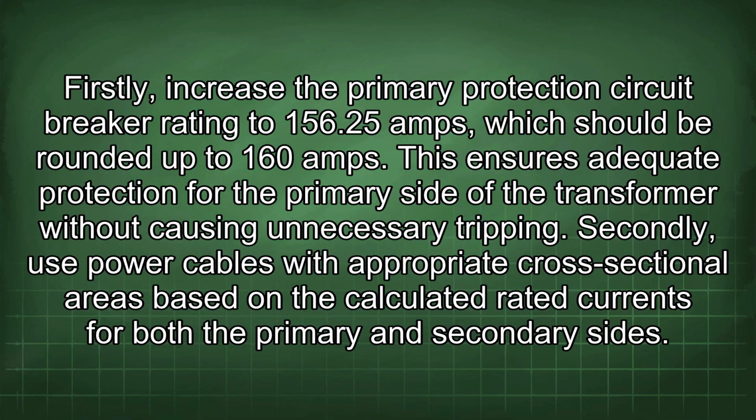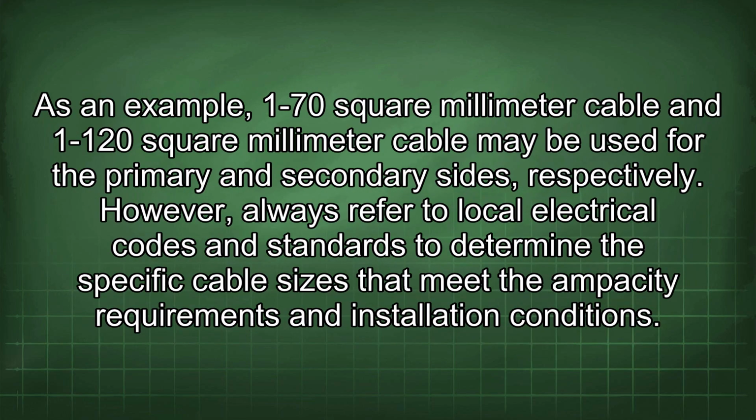Secondly, use power cables with appropriate cross-sectional areas based on the calculated rated currents for both the primary and secondary sides. As an example, 1-70 square millimeter cable and 1-120 square millimeter cable may be used for the primary and secondary sides respectively. However, always refer to local electrical codes and standards to determine the specific cable sizes that meet the ampacity requirements and installation conditions.